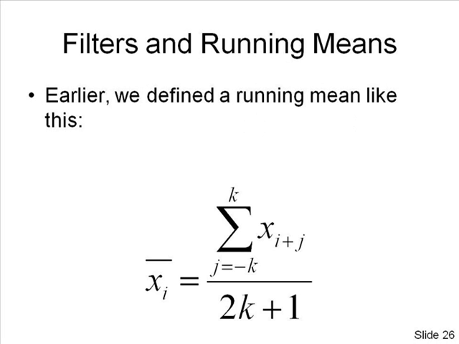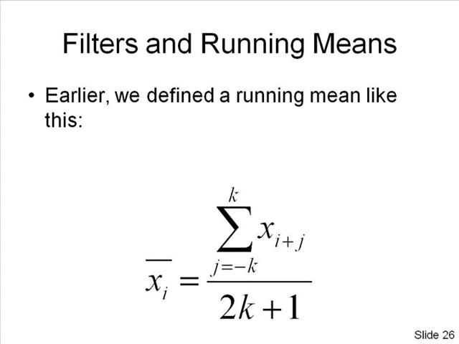Earlier, when we had the definition of running means, we used an equation that looked like this. Basically, at every time i, the running mean of x, x bar of i, was just the sum over j from negative k to k of x of i plus j. In other words, we're adding up from i minus k to i plus k, and then we're dividing by the constant 2k plus 1, the number of observations that were in our boxcar or our window here.